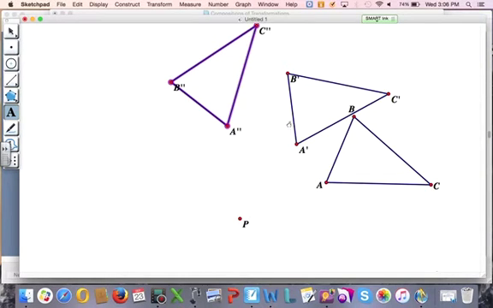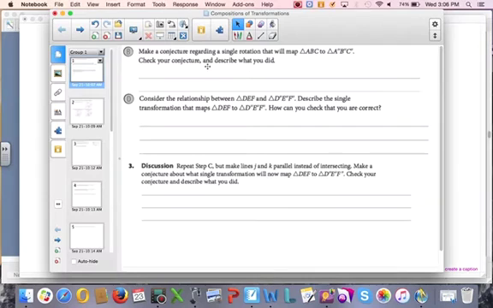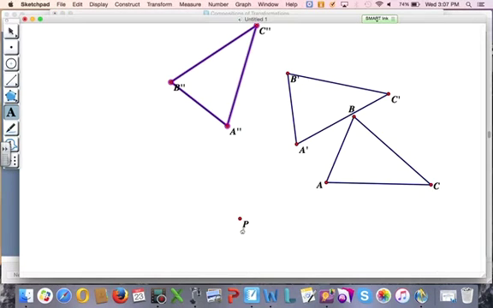And then in part B, it says to make a conjecture regarding a single rotation that will map triangle ABC to triangle A double prime, B double prime, C double prime. So what I'd hope you'd have a gut instinct about is that if I had started at triangle ABC and done a different rotation, I would land at A double prime, B double prime, C double prime.